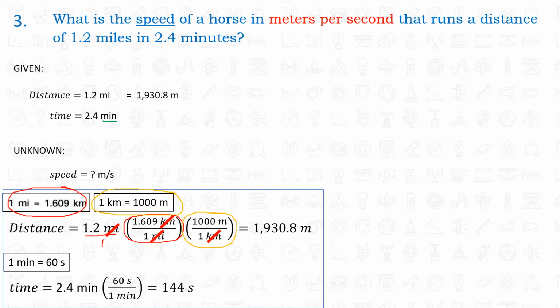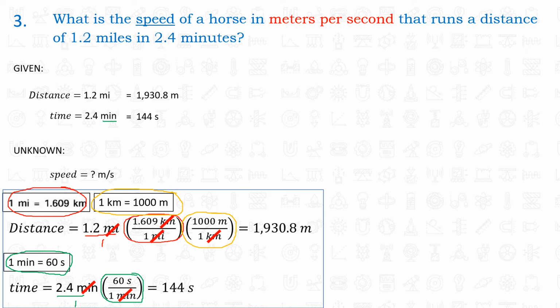So 2.4 minutes. Again, we're taking this equivalent statement and we're going to make that into a fraction right here. And I put the minutes on the bottom because the minutes are on the top right here. So this is 2.4 minutes over 1, really. That's what it is. So if we have a minute on the top and a minute on the bottom, we can cancel those out. And that leaves us with 2.4 times 60 seconds is equal to 144 seconds, which we're going to put back up in our givens.